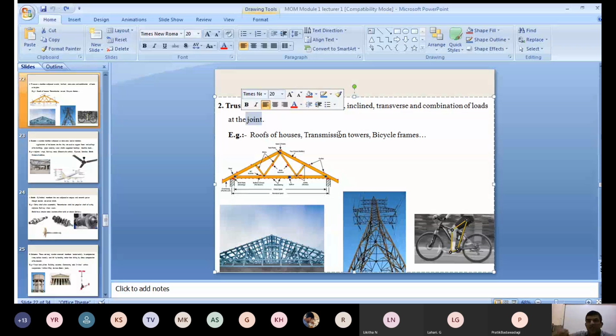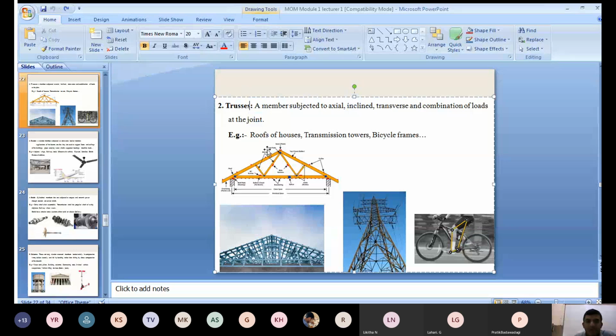Inclined means with respect to the axis, the load is not parallel to the axis. It is at an angle, that is called an inclined load. Transverse load means the load is acting perpendicular to the axis. Now consider this geometry, the axis is horizontal. What we are applying here is a load perpendicular to the axis, that is called a transverse load. Or a combination of all the loads, axial, inclined or transverse, where the loads are acting on the member at the joints. Those mechanical members are called trusses.